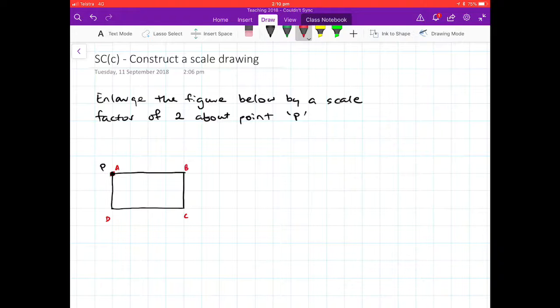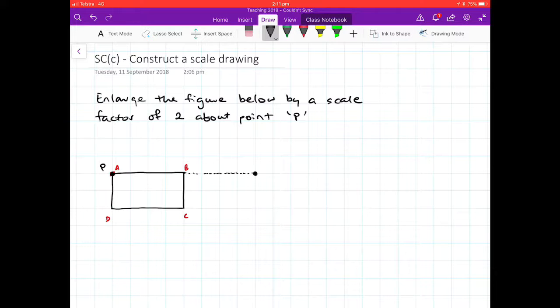We can see point B here is 1, 2, 3, 4 units away from point P. Now if we were to double it or apply a scale factor of 2, we would be looking at taking that point B, which at the moment is 4 units away, and going double that, so we're going to move that out to here.